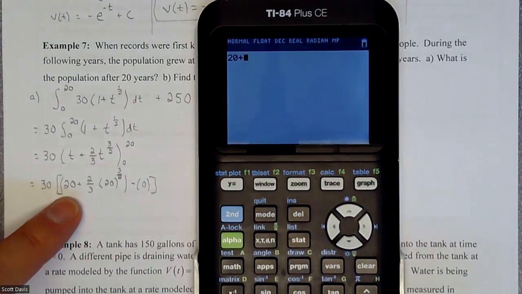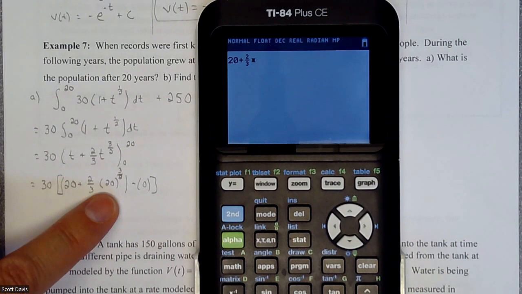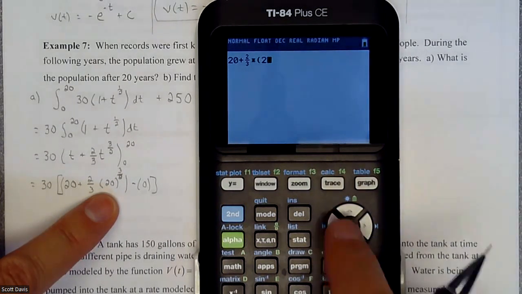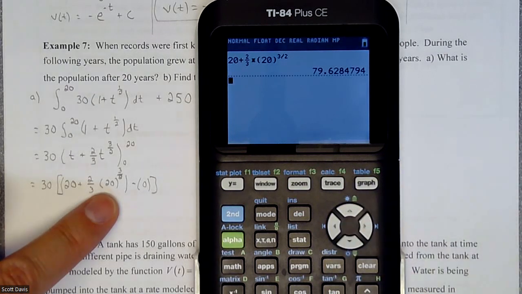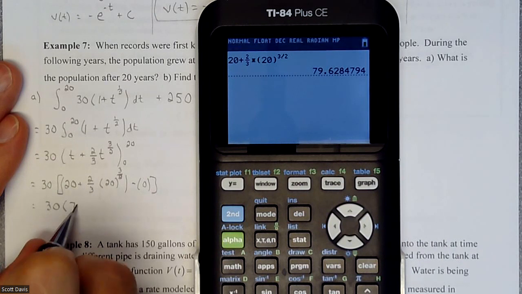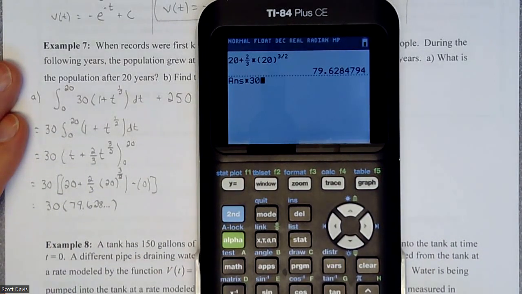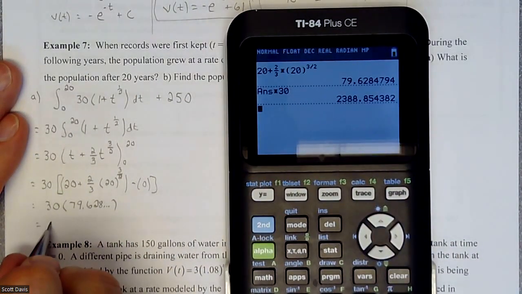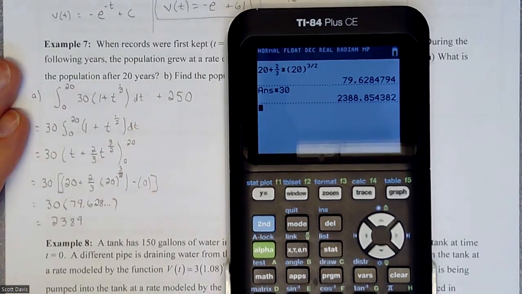So if we do 20 plus 2/3 times 20 to the 3/2. Let's see what that gives us. 79.628. So whatever that is, we're going to take and multiply that by 30, the 79.628 and so on, times 30. So that gives us about 2,389 more people, about.